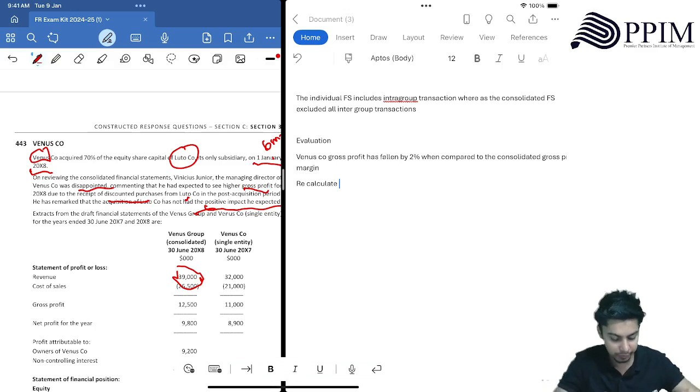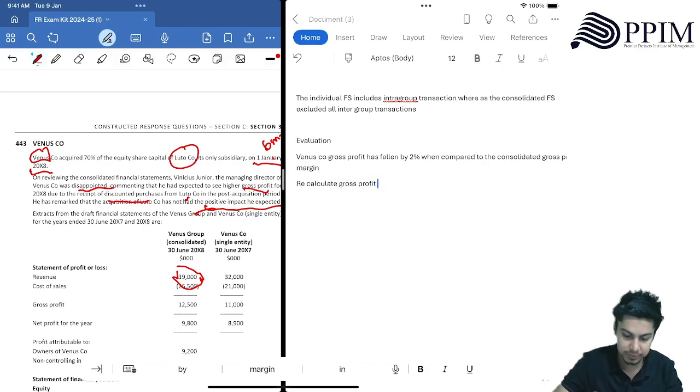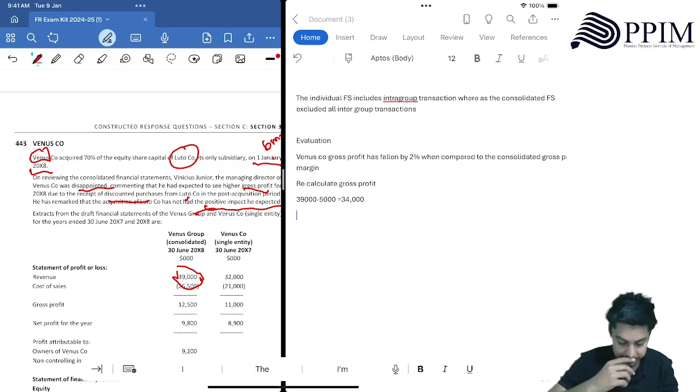Okay, right now guys, when you recalculate the gross profit margin, what's actually going to happen? So it's going to be this way. 39 million, we have to subtract the 5 million, correct or wrong? Because that is from Luto. So if I remove Luto, my revenue is going to be how much? 34 million. Okay, now let's start calculating gross profit.